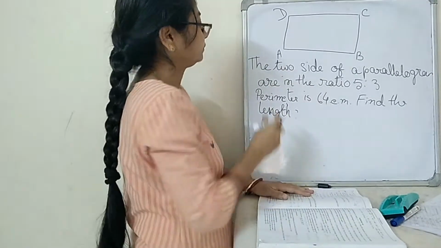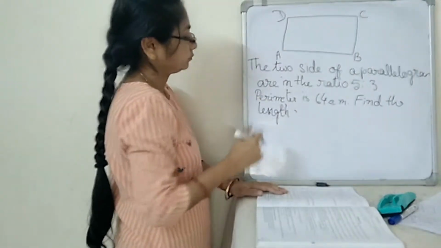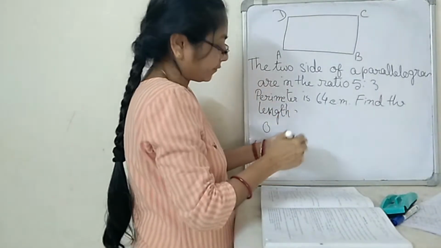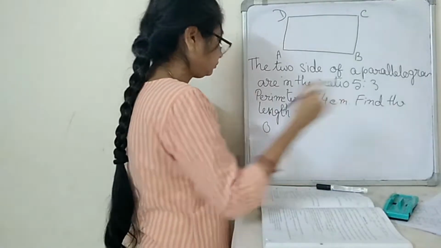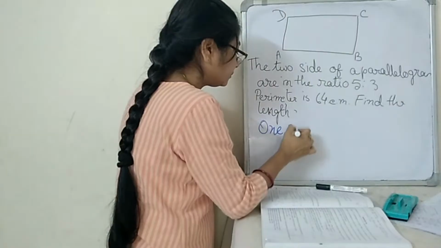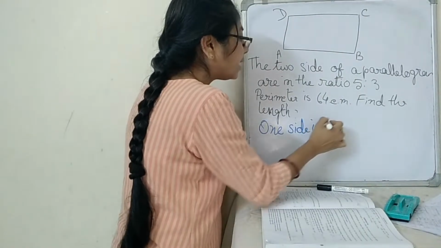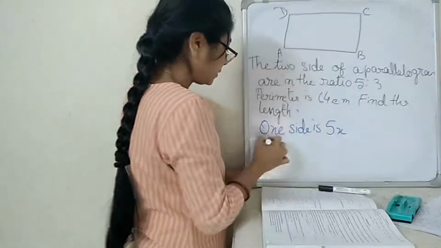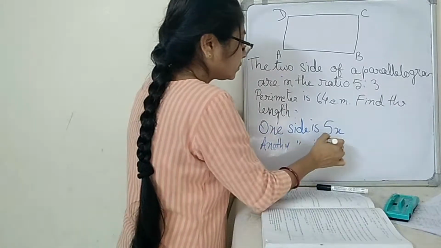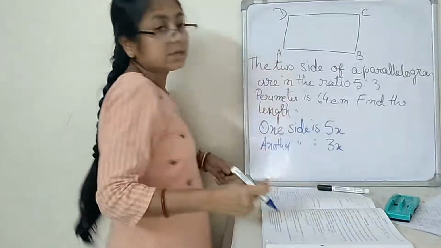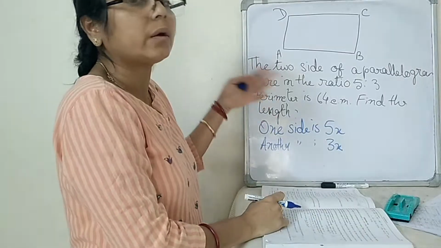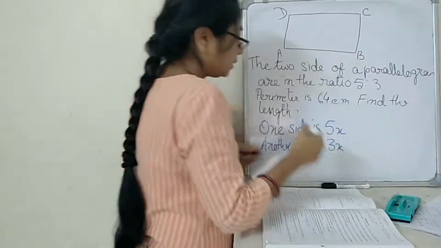Okay. Two sides are in ratio 5:3. So how can you write? One side is 5x. Another side is 3x. What is the formula of perimeter? It is for rectangle, parallelogram, everything. So what is the formula? The formula is 2(L plus B).